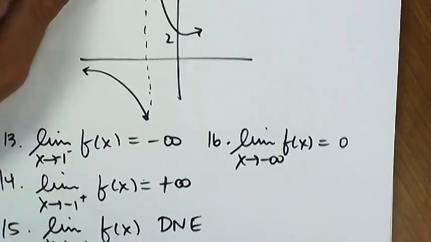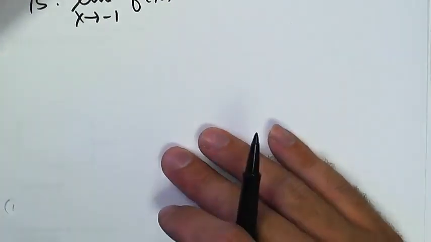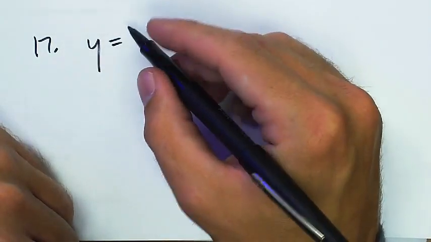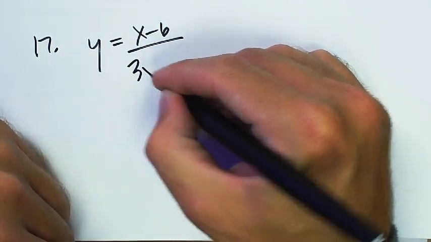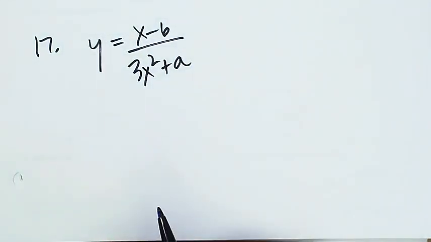All right, and yeah, kind of the crown jewel of this problem, which is definitely related to a particular item on the test. I know I'm going to use it. I use it every year. It's a classic AP multiple choice question. If y equals x minus 6 over 3x squared plus a, use the graph to find the value of a.